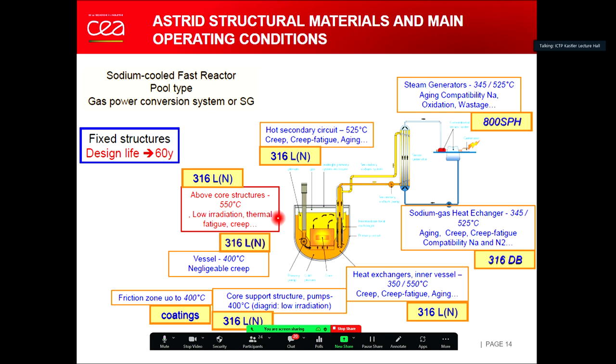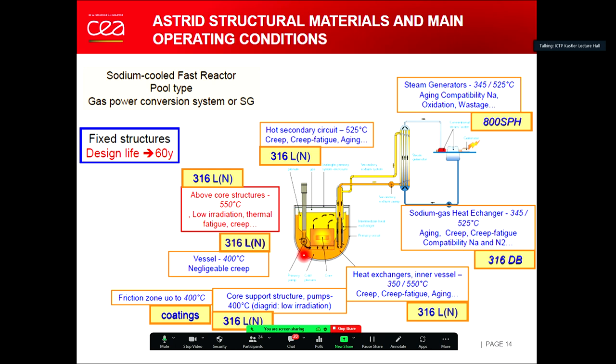So on the surface of the sodium and near the wall, we have what we call a risk of nitriding. If there is some nitrogen, you can have maybe some embrittlement, but it has not been proven at this temperature.